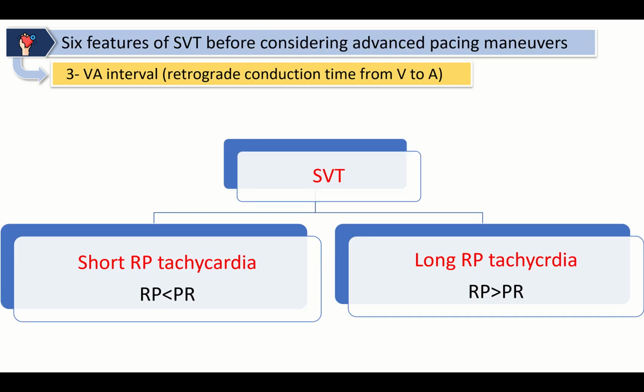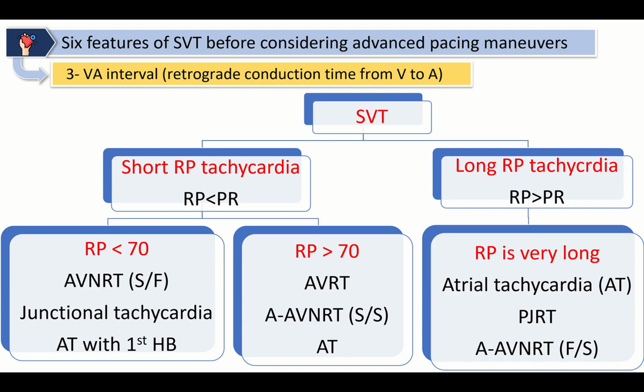Let's go to the next golden rule to assess SVT. How is the VA interval? Is it long RP or short RP tachycardia? Short RP tachycardia, RP is shorter than PR. It may be PR interval 70 milliseconds or less, or maybe longer. On the other side, long RP tachycardia, RP is longer than PR. Let's go into more detail to understand this amazing golden rule.